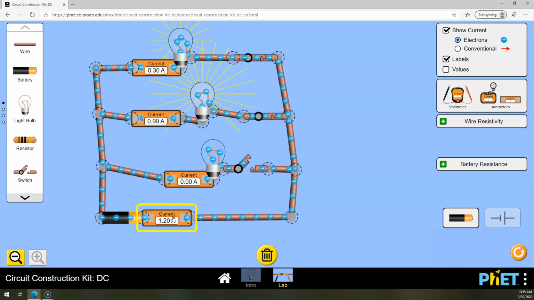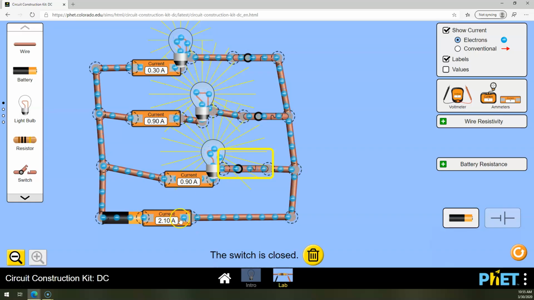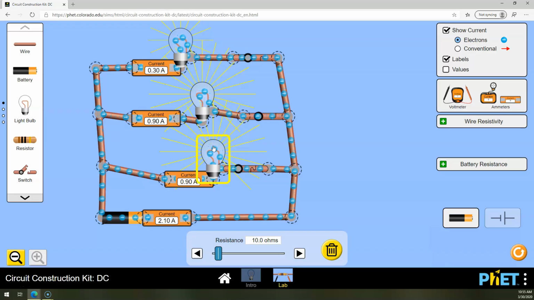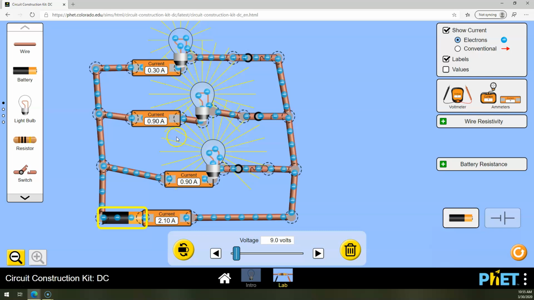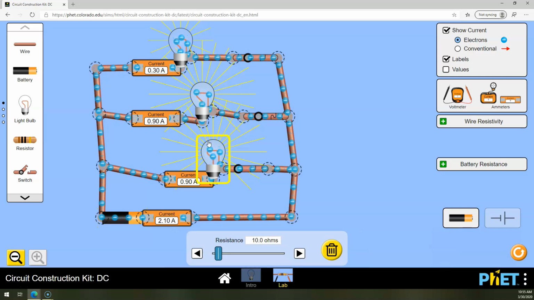What about the current down here? We know that this is 0.9 and this is 0.3, and that's not going to change. Well, when I close this, we expect some current's going to have to flow this way, right? So what should happen to the current down there? And in fact, the current down there got larger. This is a 10 ohm resistor. This is a 10 ohm resistor. So these both got 0.9 amps because they are both getting 9 volts. They're both getting 9 volts.